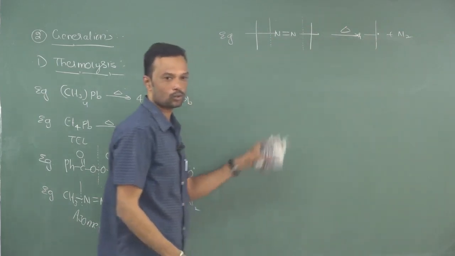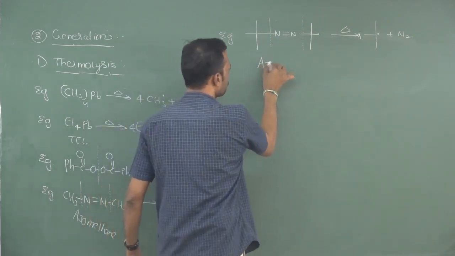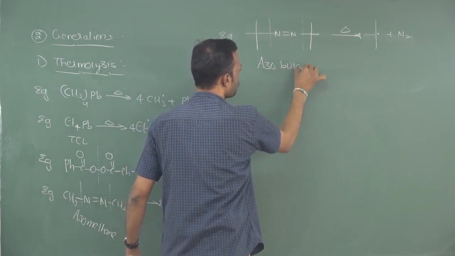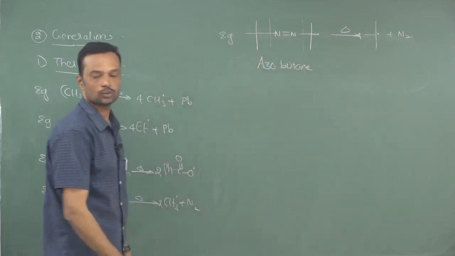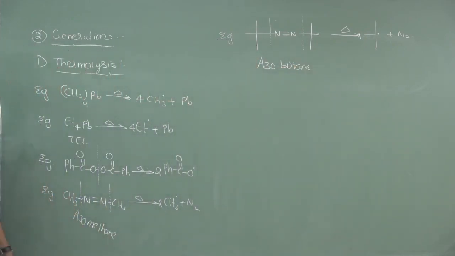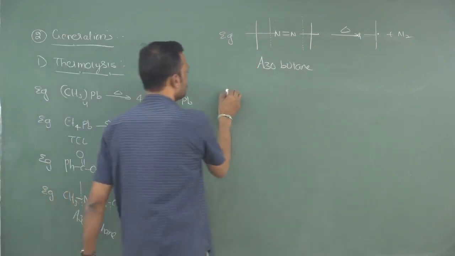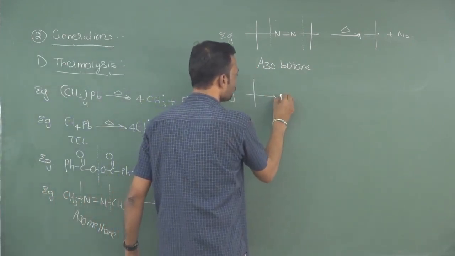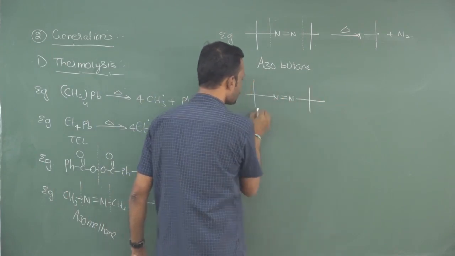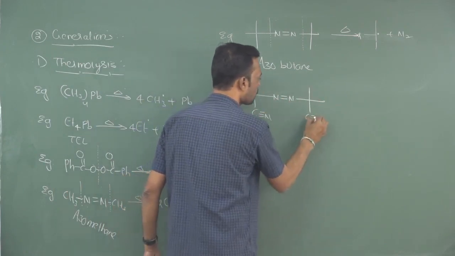This is called azobutane, azo tertiary butane. Clearly, if you want to write, azo tertiary butyl butane. And this is one more, well known to you: nitrogen, nitrogen double bond, and this carbon, nitrogen triple bond, carbon, nitrogen triple bond.